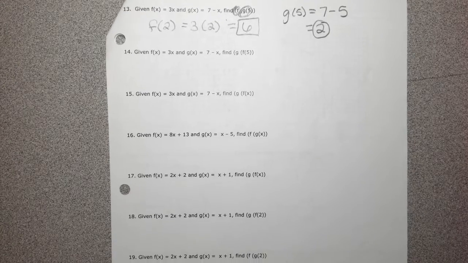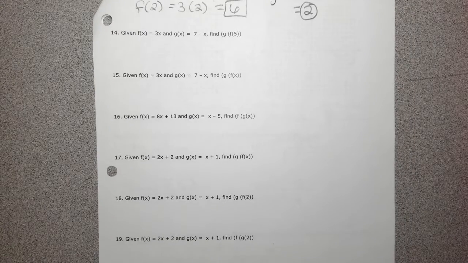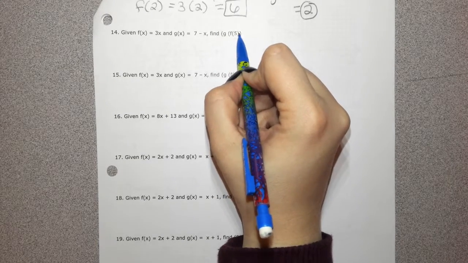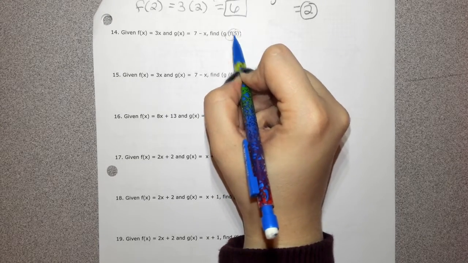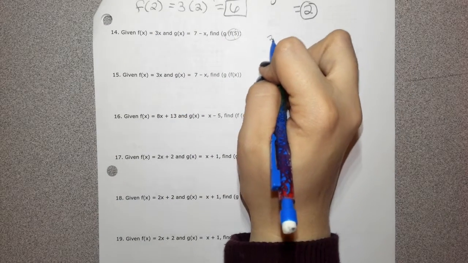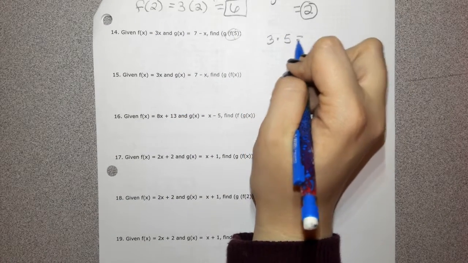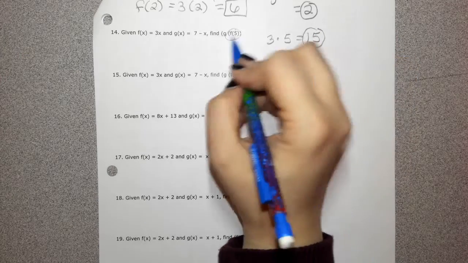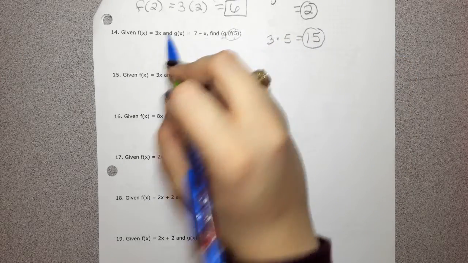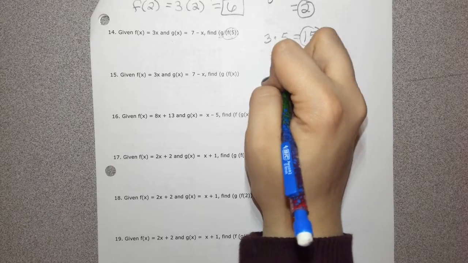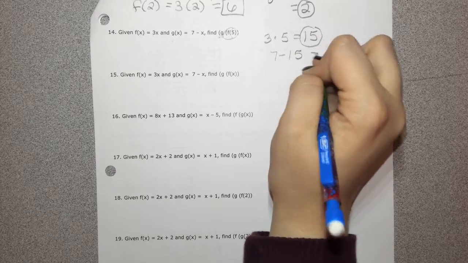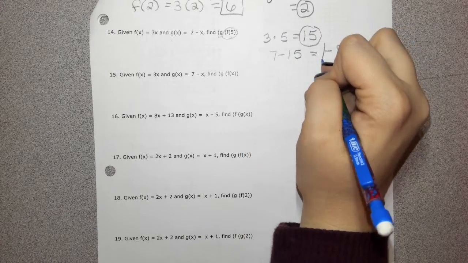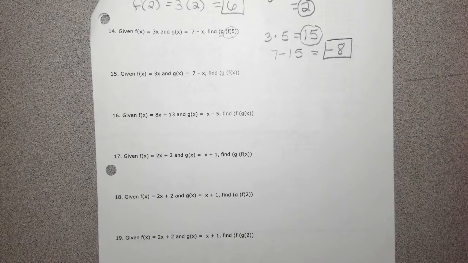Guys, you have to master this to be able to be successful, so please pay attention. Alright, f of 5. Again, start from the inside. So now I'm going to my f of x equation. I'm going to do 3 times 5, which equals 15. I use this and plug it into that outside letter, which is g. So that's like saying 7 minus 15, which equals negative 8, and that is my answer.